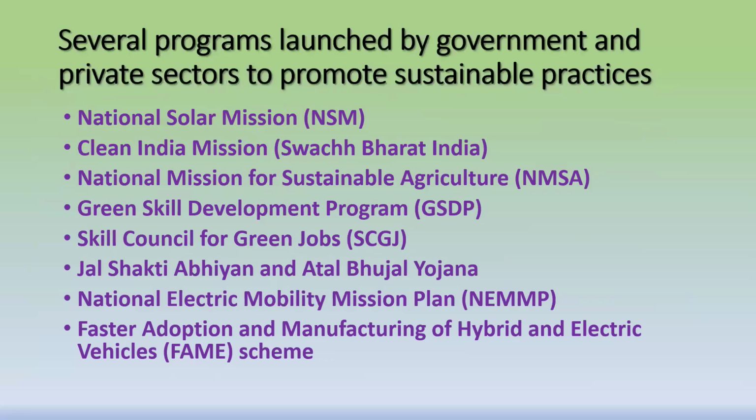Then there are some more specific ones which are promoting sustainable practices, like National Solar Mission, Clean India Mission, National Mission for Sustainable Agriculture, Green Skill Development Program, Skill Council for Green Jobs, which we were talking about, Jal Shakti Abhiyan, National Electric Mobility Mission Plan, faster adoption and manufacturing of hybrid and electric vehicles. So why the scheme? Because government provides some kind of donation, and companies are exempted from some taxes if they are involved in these kinds of manufacturing. So they are trying to promote these things.